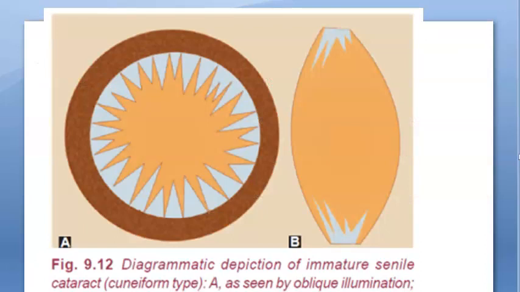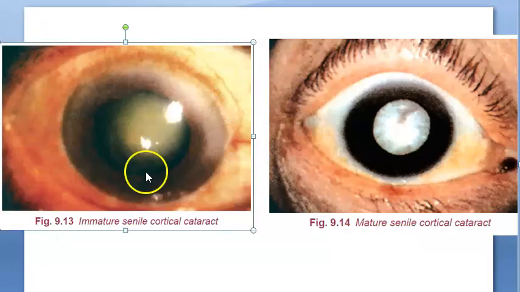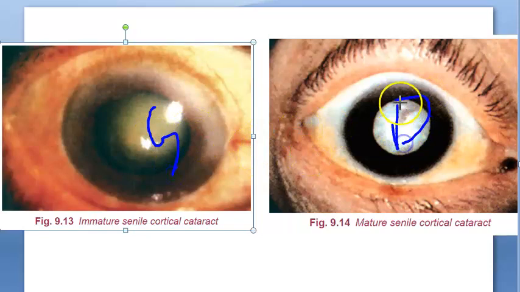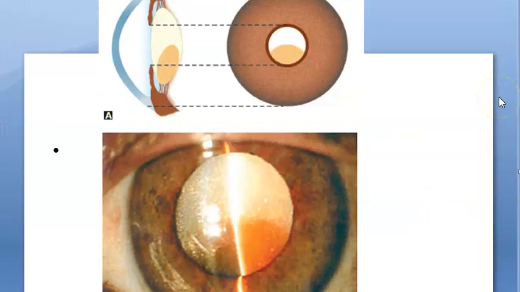So which pattern is this? Wedge-shaped in the periphery? Yes, this is cuneiform. Immature, what color did they say? Grayish white. This should be supposedly gray white, and this is pearly white. Pearly white definitely looks pearly white. That will become mature. Is this milky white, guys? Milky white, remember, Morgagnian hypermature senile cataract.